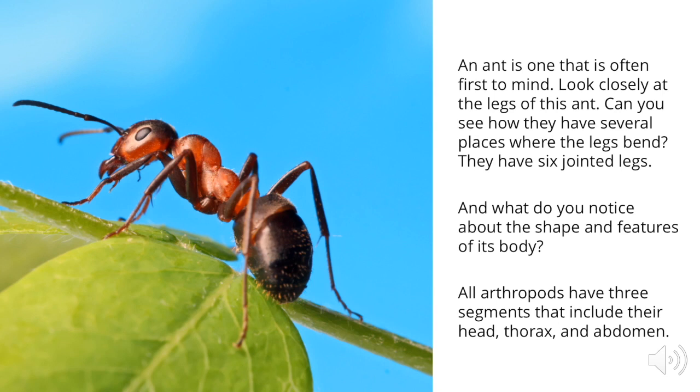Look closely at the legs of this ant. Can you see how they have several places where they bend? They have 6 of these legs. They have 6 jointed legs, in fact. And what do you notice about the shape and features of its body?